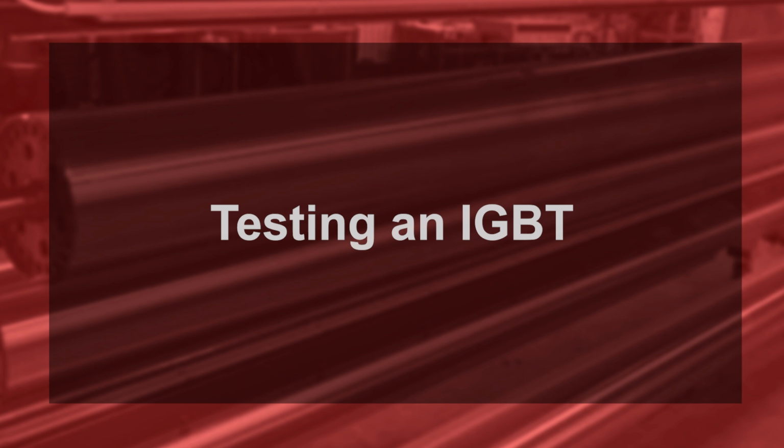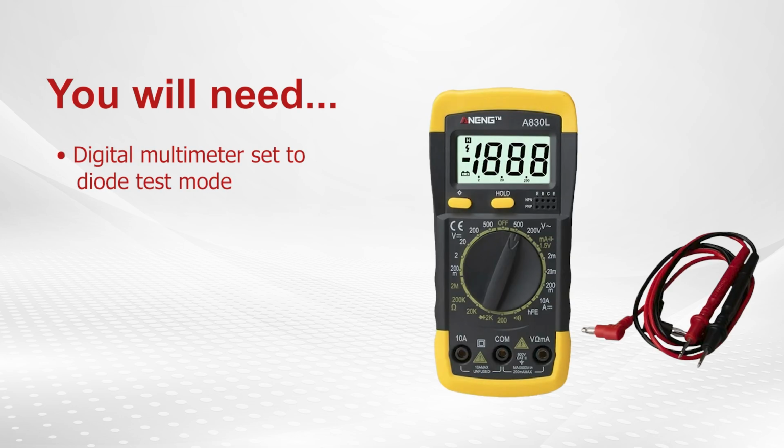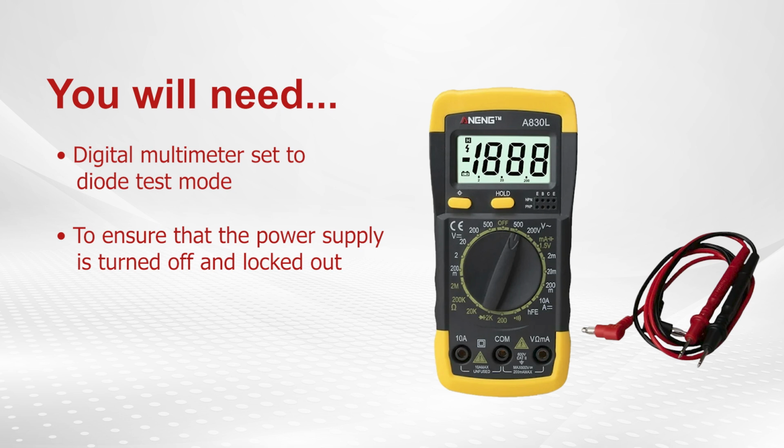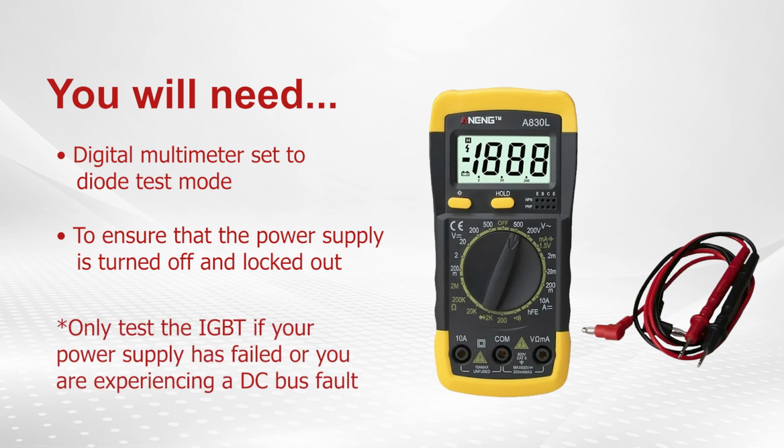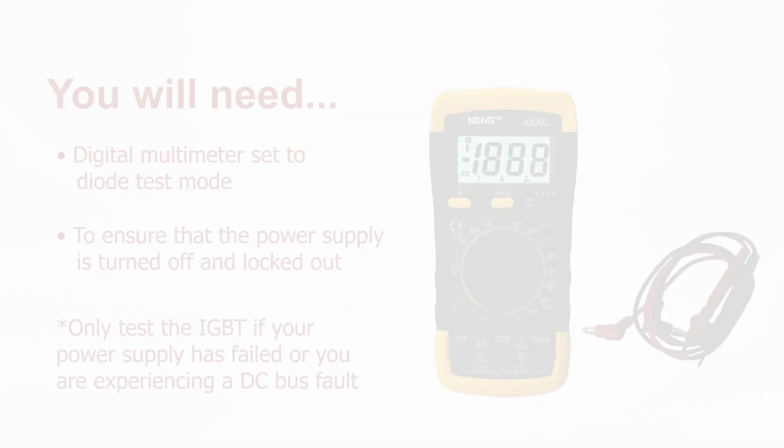In this video, we will walk you through the proper process for simply checking to see if your IGBT has failed. To do this, you'll need a digital multimeter set to diode test mode. For safety, ensure that the power supply is turned off and locked out using proper lockout/tagout procedures. Only test the IGBT if the power supply has failed or you are experiencing a DC bus fault.